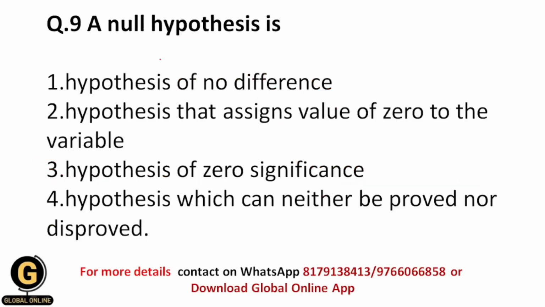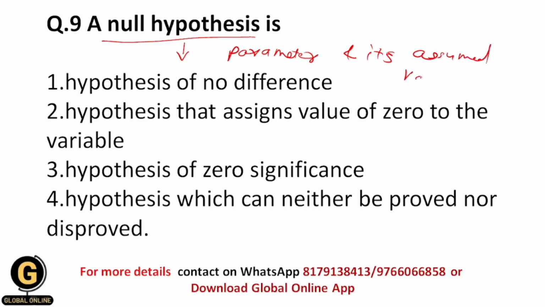Now here it has been asked about the null hypothesis. So what is the definition of null hypothesis? As we have seen earlier in this video, the null hypothesis is that there is no difference between a parameter and its assumed value. So there is no difference in the null hypothesis. So the first option is hypothesis of no difference. Yes, the correct answer to this question is 1. That is, there is no difference.